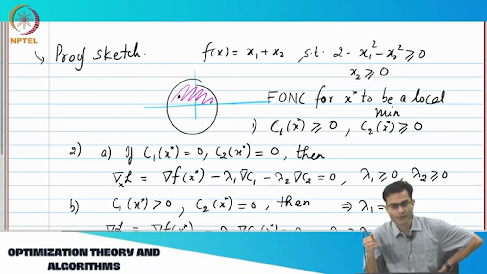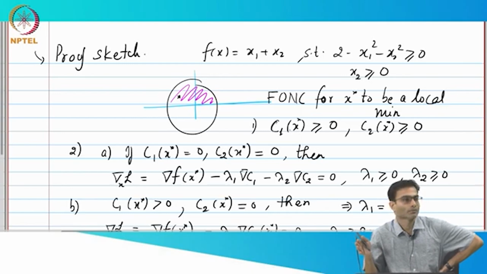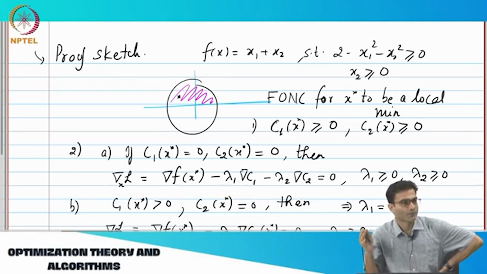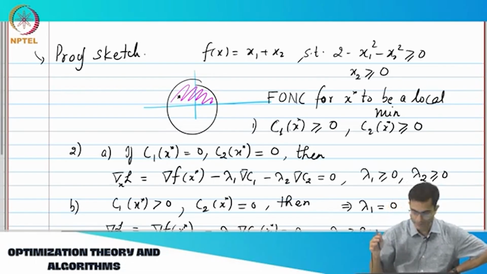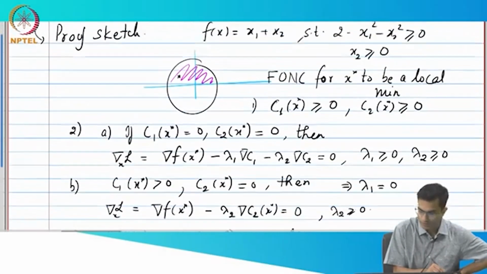It will hold because grad C1 will be what? Minus 2x1, minus 2x2, and grad C2 will be what? 0 comma 1, right? So for most points this should be linearly independent. We can verify it in particular for specific points, okay.